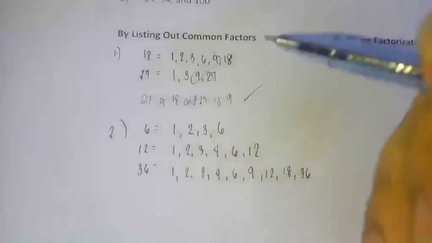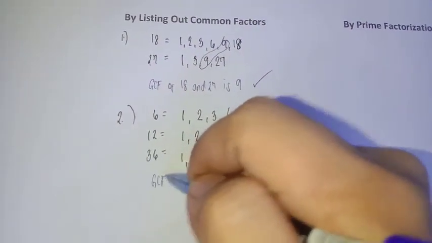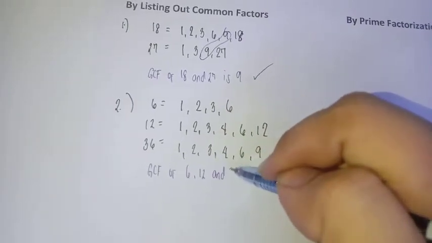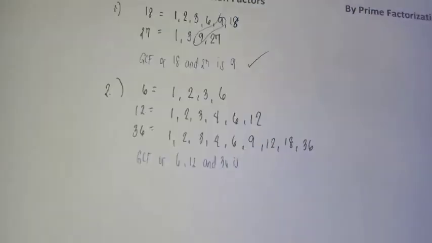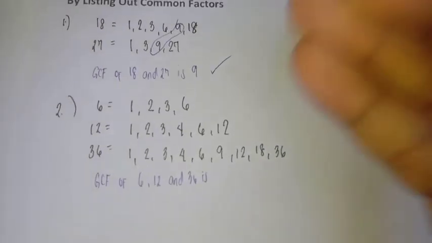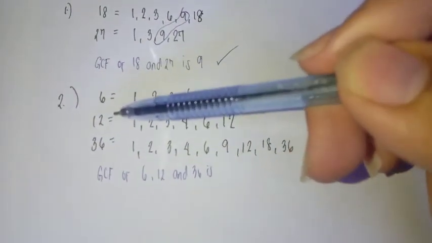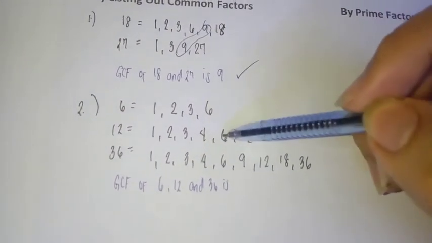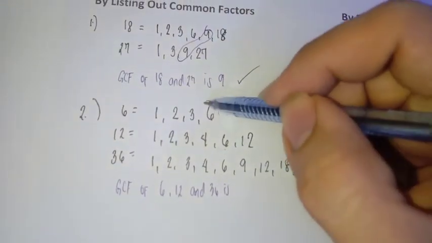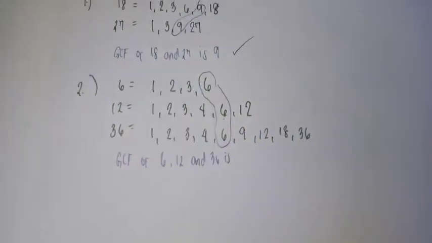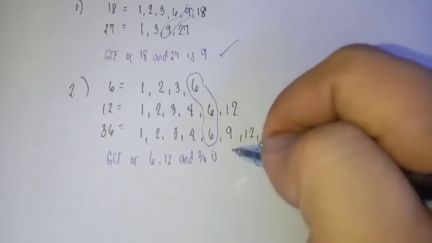So para makuha yung GCF of 6, 12, and 36, hahanapin natin yung nag-iisang number na pinakamalaki that is present among 6, 12, and 36. So, magsisimula tayo sa 6. Ayun. Present siya sa tatlong number natin. Therefore, the GCF of 6, 12, and 36 is 6.